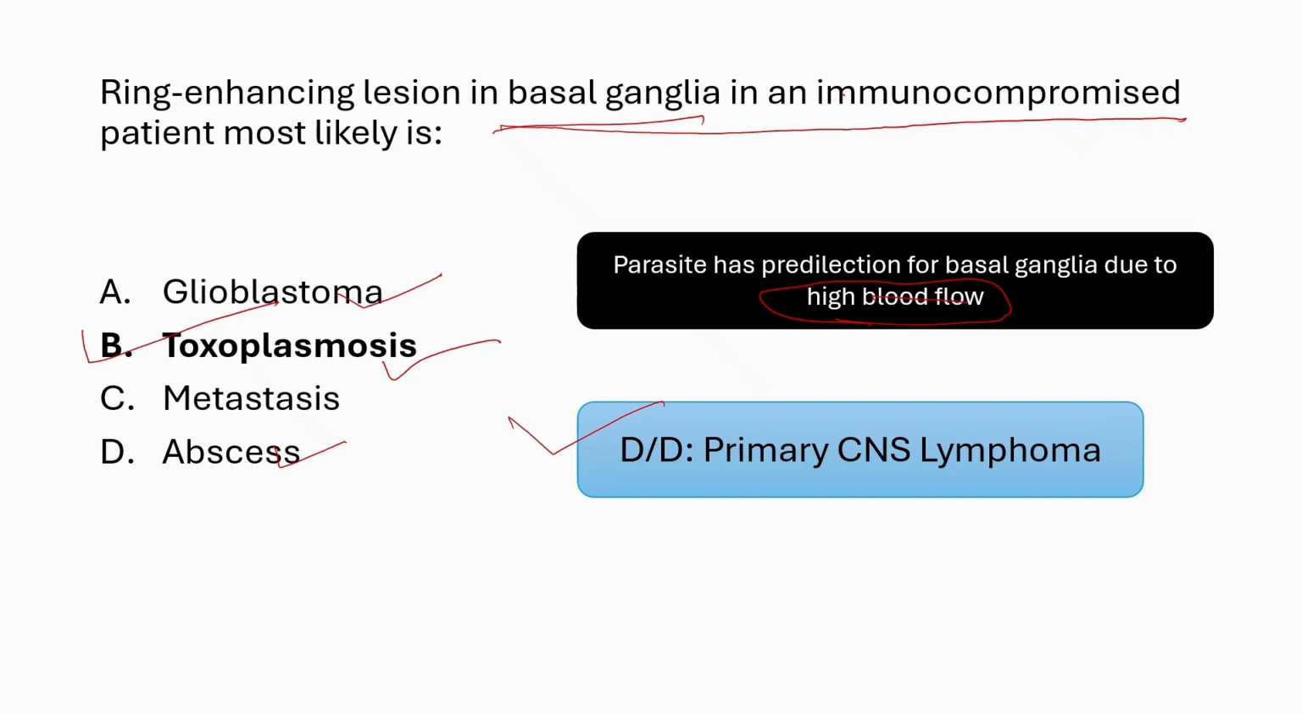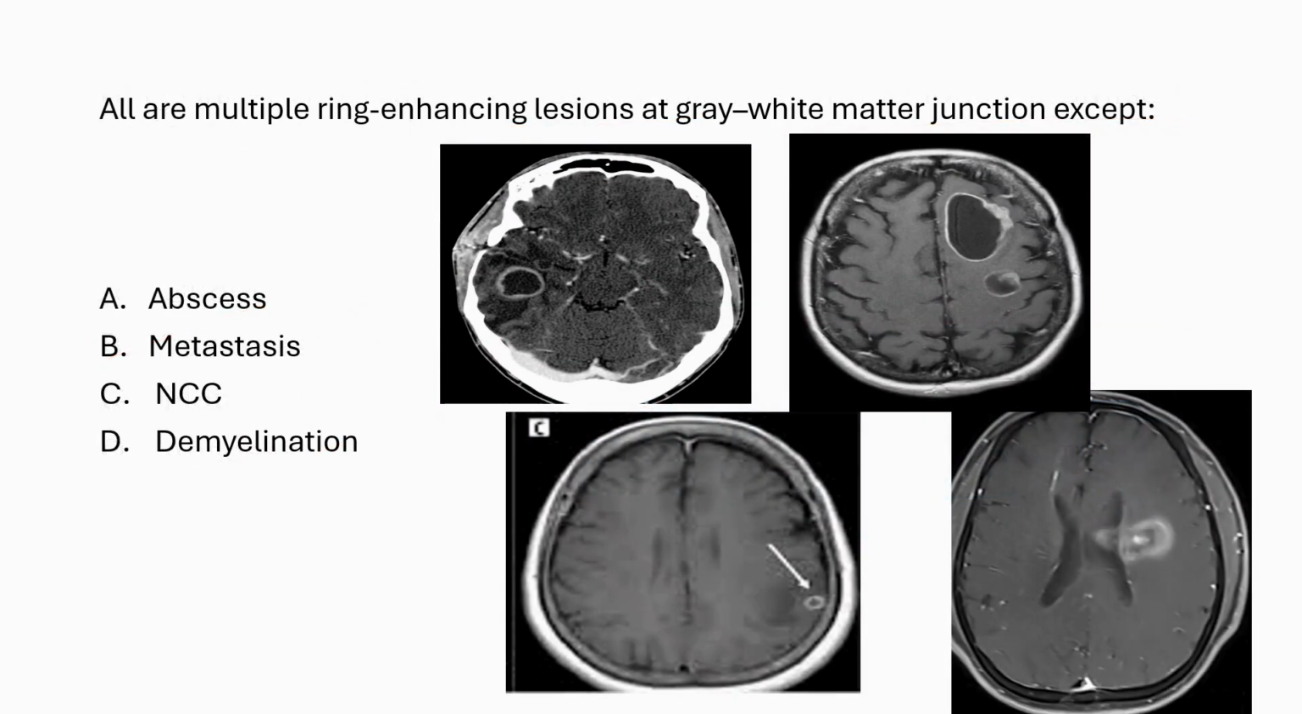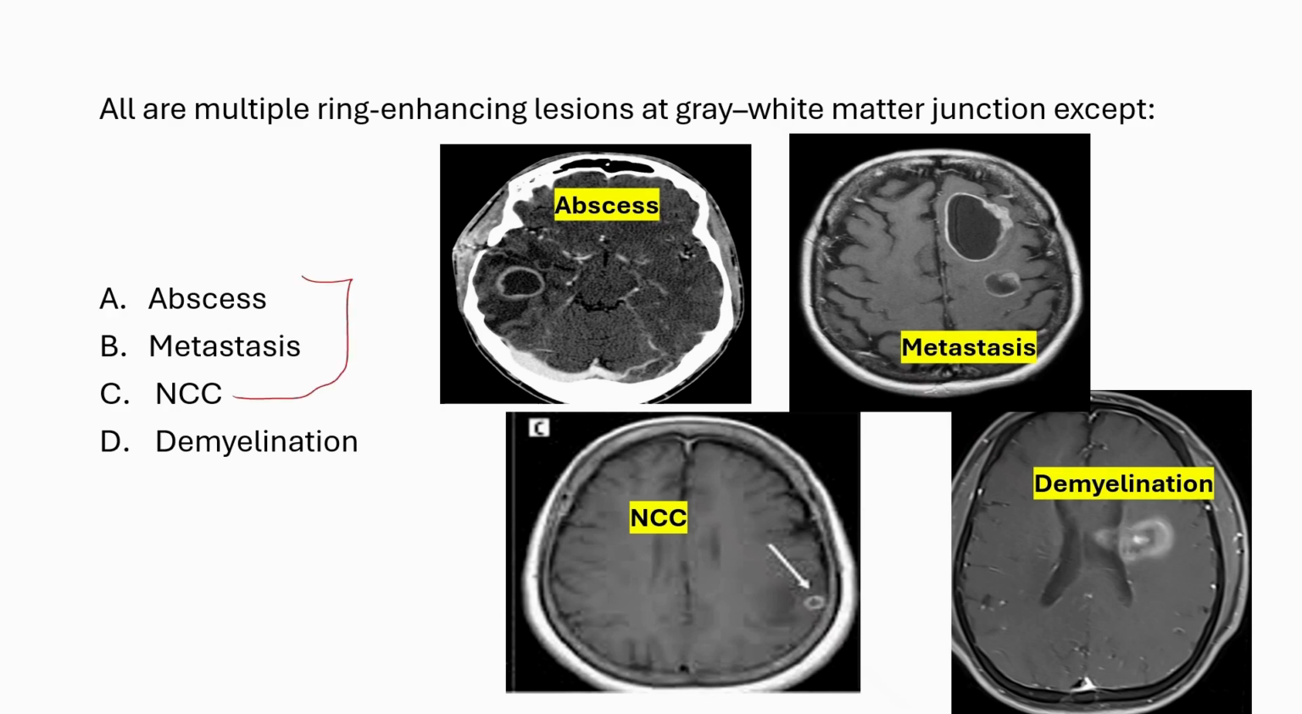In the given image, all are multiple ring enhancing lesions at gray white matter junctions, except one. The given images are abscess, metastasis, NCC, and demyelination. As we know, abscess, metastasis, and NCC occur due to hematogenous spread or local extension, but demyelination is not an infective process and it does not show any hematogenous spread. So all three show the gray white matter junction lesion except demyelination. So answer is demyelination.